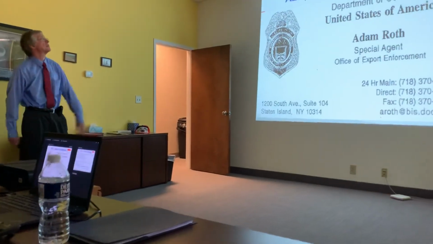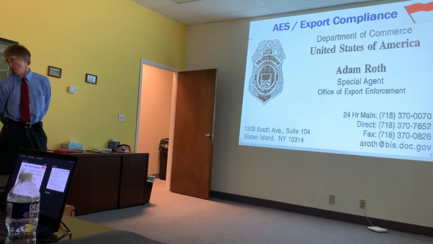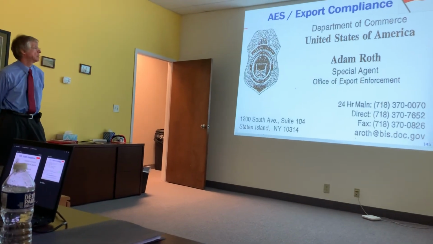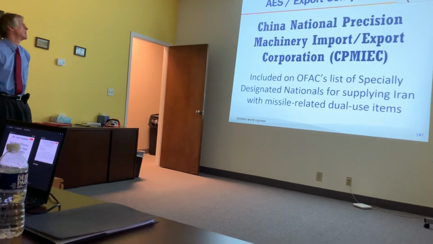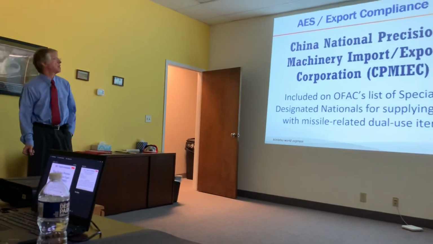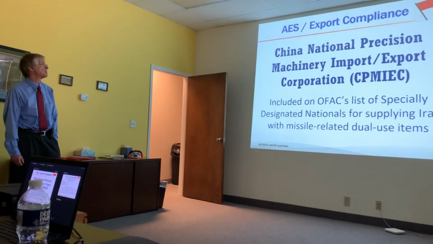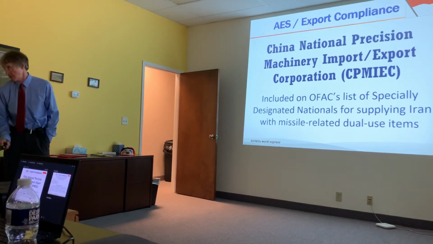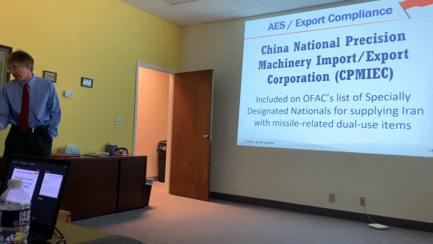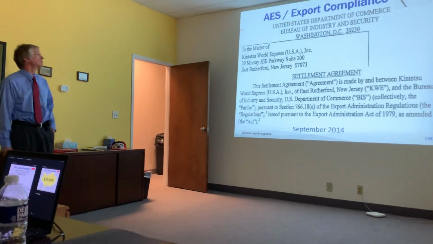Sometime later, after that shipment left, we had a special agent, Adam Roth, come calling, asking questions about this shipment. And the problem with this shipment was it was sent to this company that's on a list of specially designated nationals, meaning that they're a sanctioned party. We shouldn't be doing business with them. That's what it means in the simplest terms.